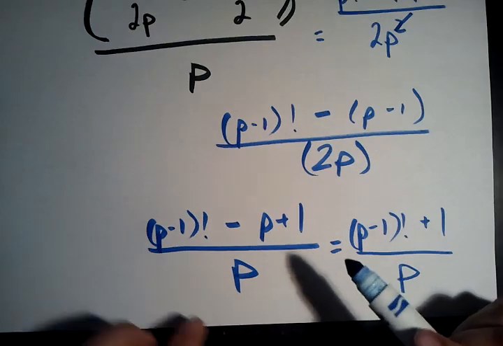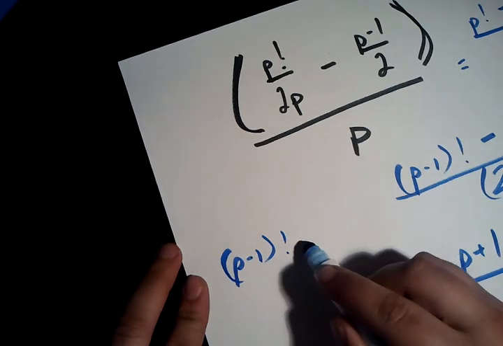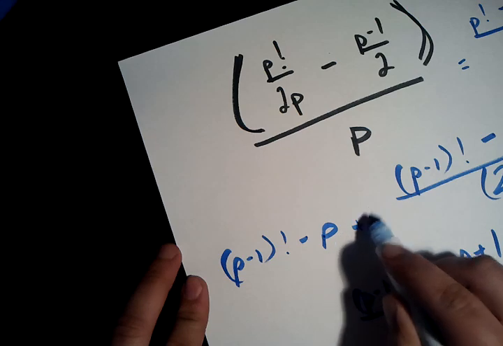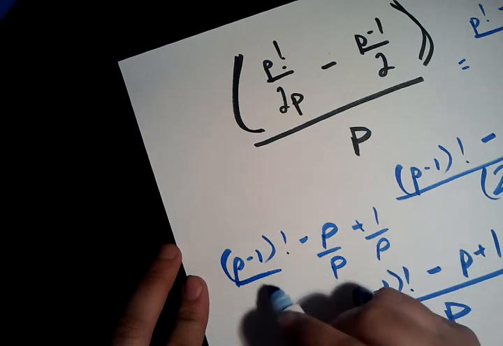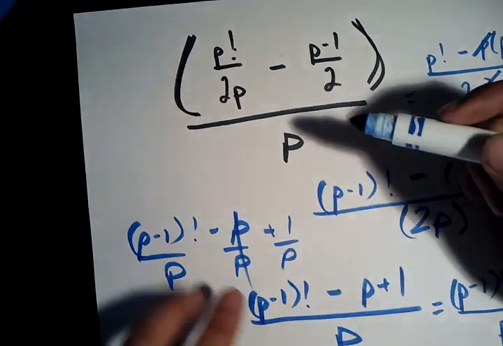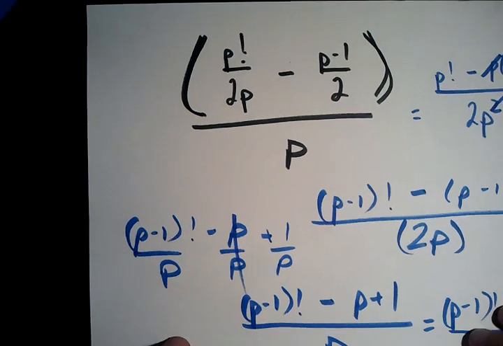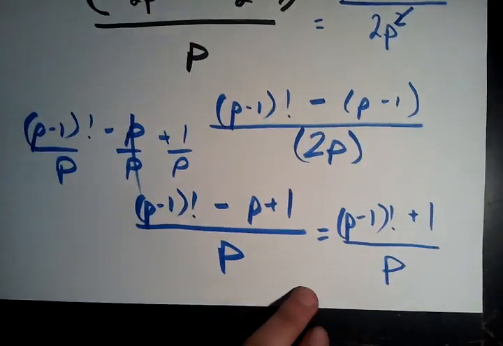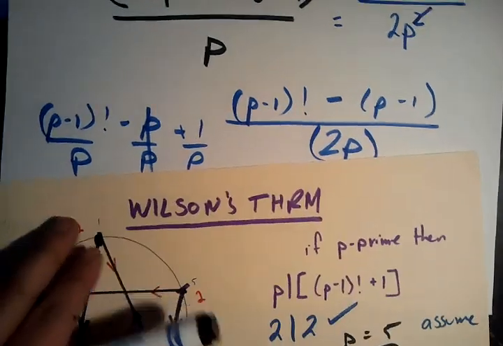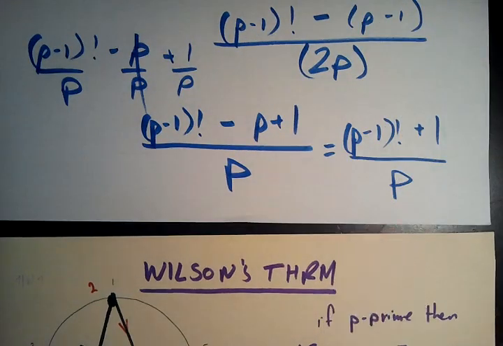Notice we did this step because I can break this up as p minus 1 factorial minus p plus 1, all of them over p. And this is pretty obvious, so we can just cancel it out. So it has to be an integer. Okay, so now last thing, we have proven the theorem, because Wilson's theorem said that p divides p minus 1 factorial plus 1, and that is exactly what we have right here.